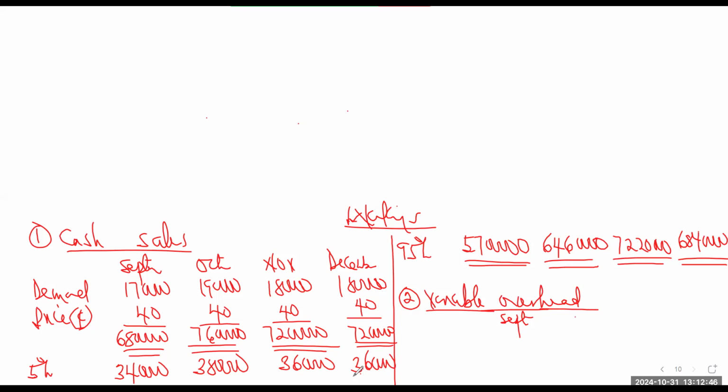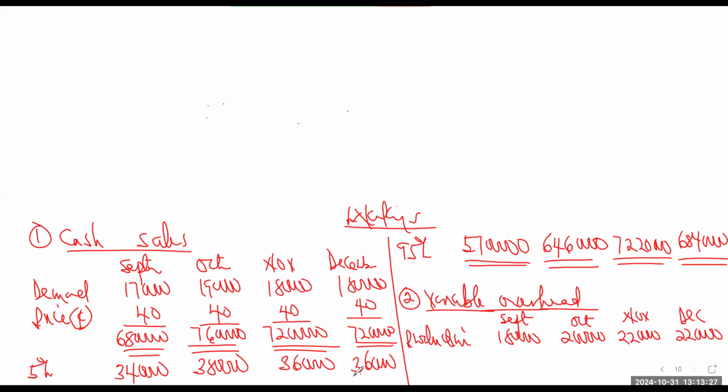We have the month over here, September, then October, November, then December. So we have the production. They are going to be based on production, not the sales. Production units are 180 for September, 200 for October, and 220 for November and December.